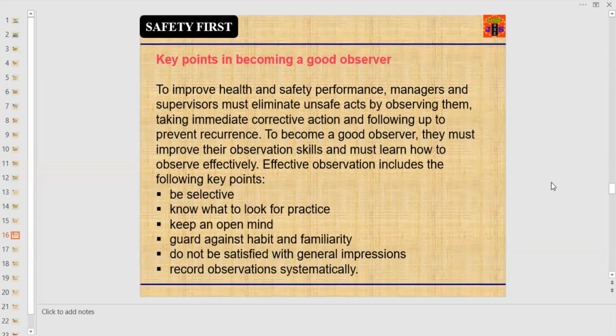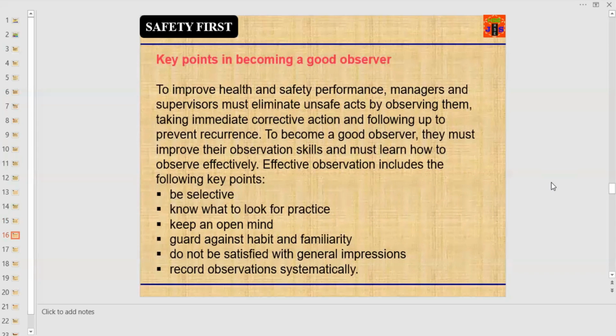The most important thing: how to become a good observer. The most important thing in the inspection is to make good observation. Let us discuss what are the key points in becoming a good observer. To improve health and safety performance, managers and supervisors must eliminate unsafe acts by observing them, taking immediate corrective action, and following up to prevent reoccurrences. To become a good observer, they must improve their observation skills and must learn how to observe effectively. Effective observation includes the following key points.